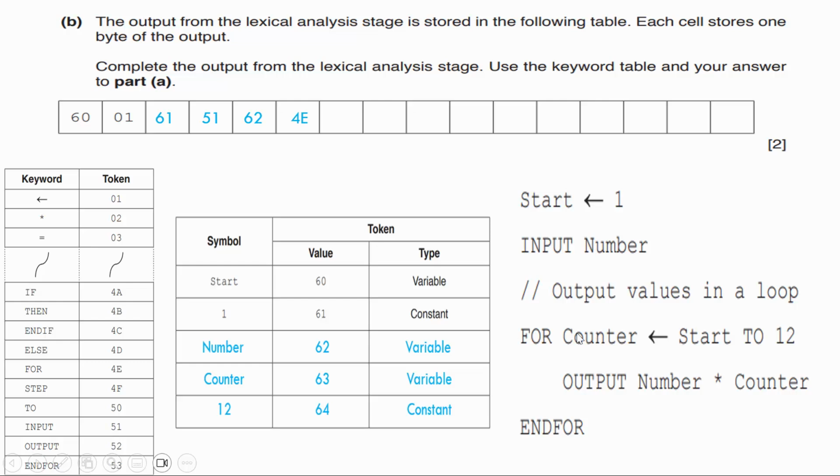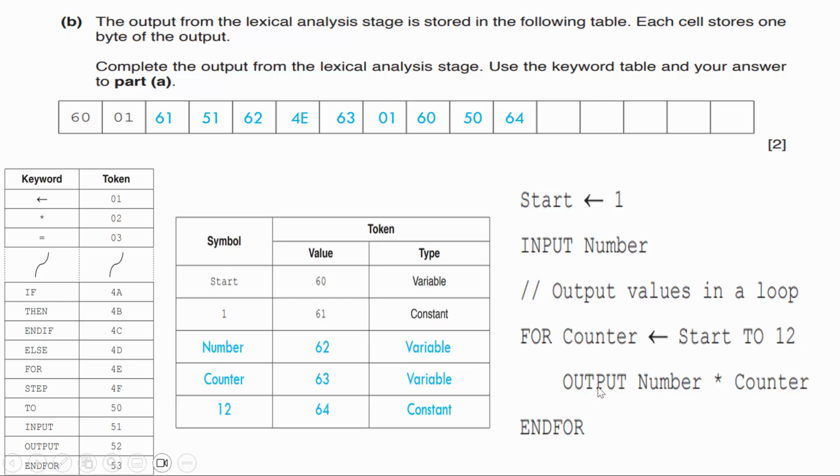The next one, counter. Right over here, what is its token value? That's going to be 63. What about this arrow? That's next. That is a keyword. That has a token value of 0, 1. Then we have start. Well, I know start is a symbol because it's not a reserved word. I see start has a value of 60. Then I recognize the keyword TO. I look in the keyword table that has a value of 50. Then I do 12. 12 has a value of 64.